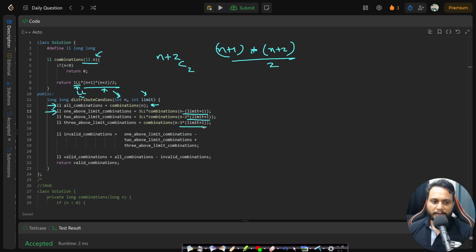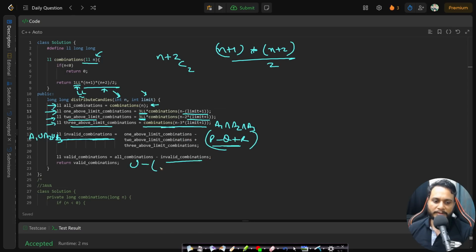These values I had already explained to you, and they are repeating 3 times, and the last one is A1 intersection A2 intersection A3, which will only happen one time because there is only one triplet. The pairs were 3 in count. Triplet is only 1 in count. So this will give you 1 above limit combination, 2 above limit, and 3 above limit. And you know how to calculate this. This is A1 union A2 union A3, all the invalid combinations, which is P minus Q plus R. That is what it is calculating. You take this value and subtract it from the universal set, minus P minus Q plus R, and that is how you will get all the valid combinations, and we return it.